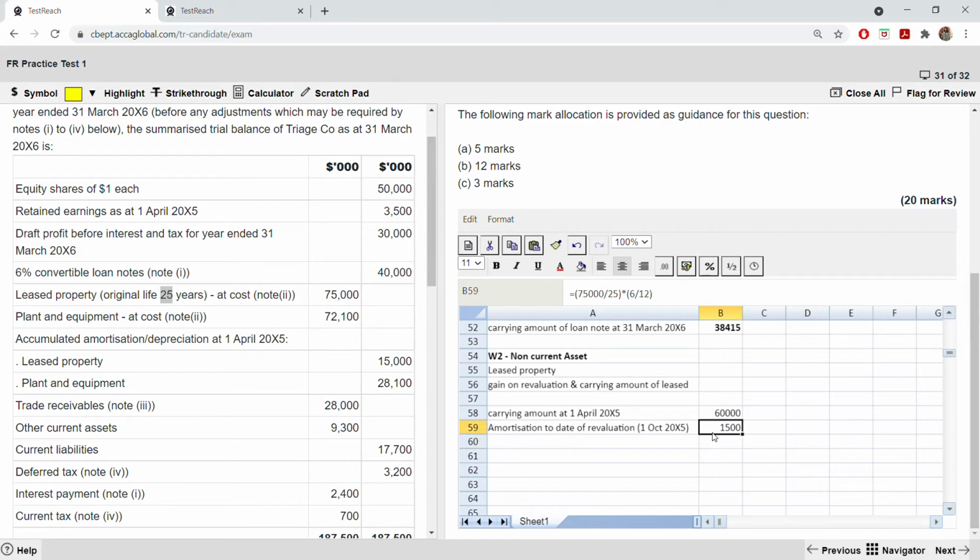1,500 needs to be deducted. Okay, so you can put a minus outside the bracket. After the equal sign, put minus and then the bracket. It will automatically take it as a minus figure. Why? Because the figure in the bracket will not work out.